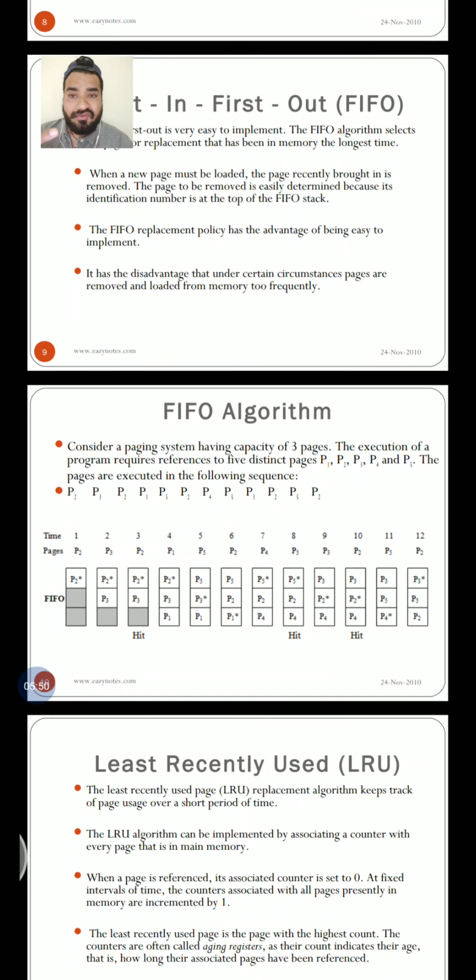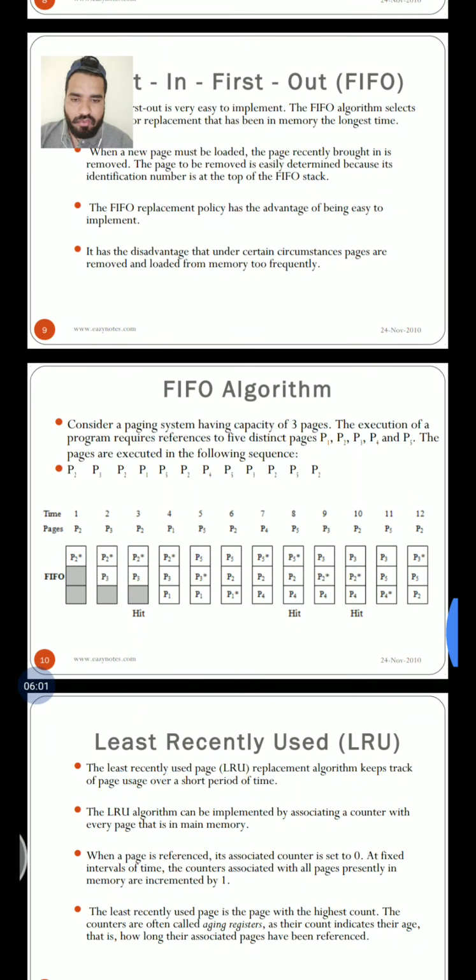So the CPU will select that page which was entered first. So you can see P2 was entered first, so it will go out first. So we will replace P2 by P5. You can see in your figure at the fifth time.